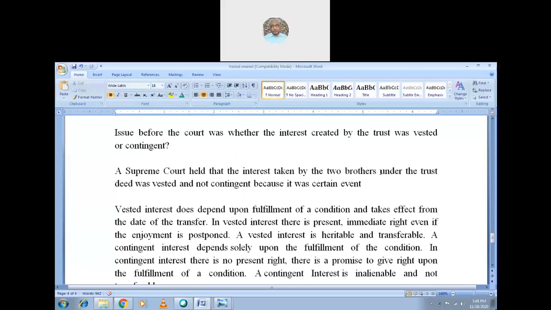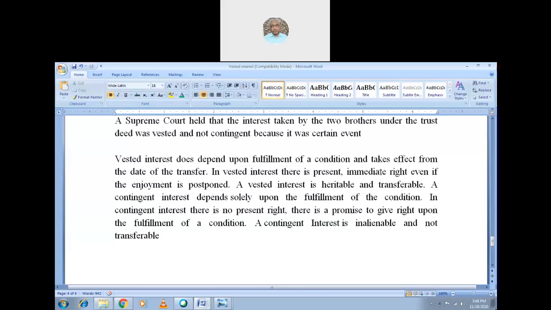Yes, a vested interest does not depend upon the fulfillment of a condition; it takes effect from the date of the transfer. So the two children are getting the vested interest, but they are only waiting till the death of the settlor. In a vested interest there is a present, immediate right, even if the enjoyment is postponed. They will have the legal right, but they cannot enjoy the property until the event takes place.